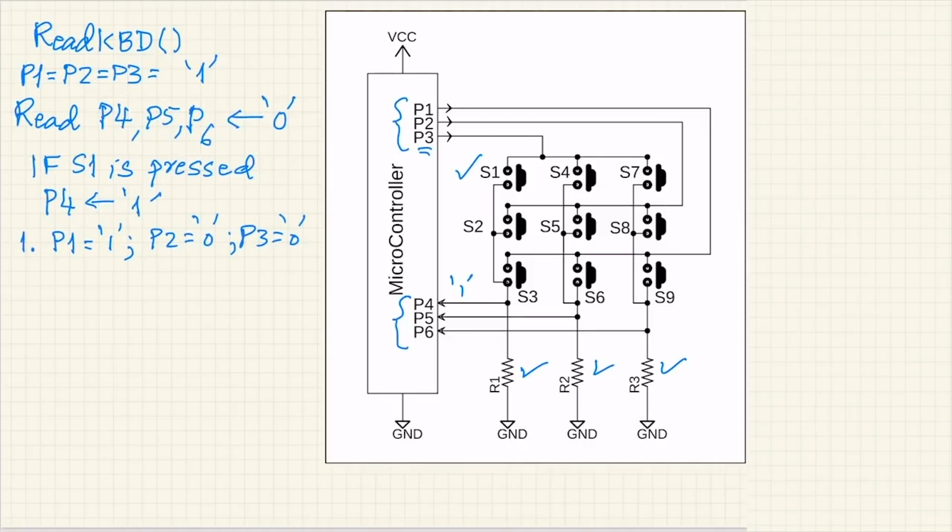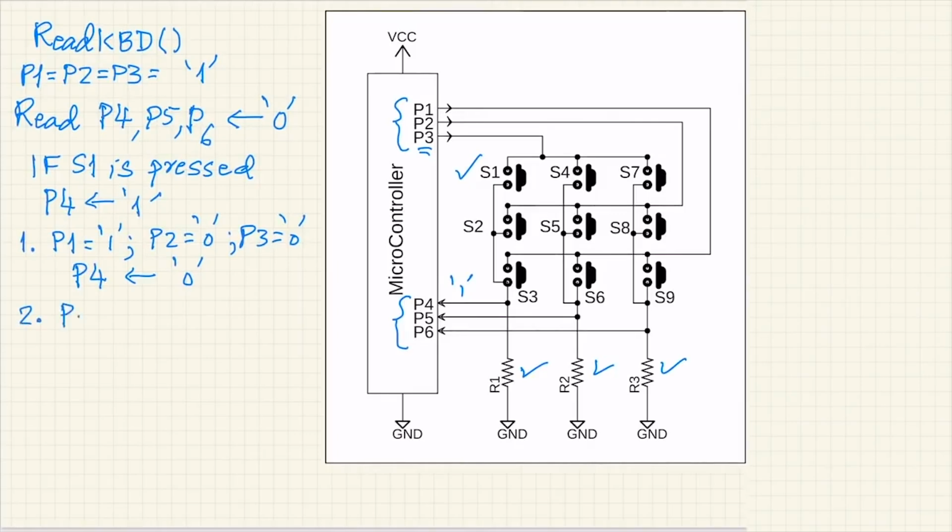Now as you see, the moment P3 is set to 0, if S1 was pressed, it will make P4 equal to 0. P1 is 1, but because S3 is not pressed, P4 is not going to be 1. P2 is 1, but because S2 is not pressed, P4 is not going to be 1, and therefore it would get P4. So in this situation, P1 equal to 1, P2 equal to 0, P3 equal to 0, the value of P4 will return a logic 0 again. Then it will go to the next step of identification.